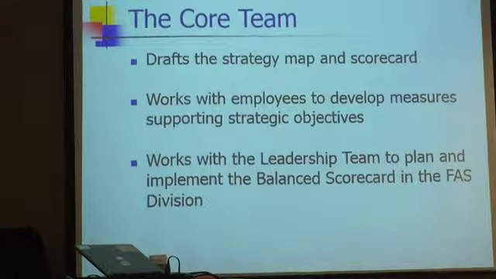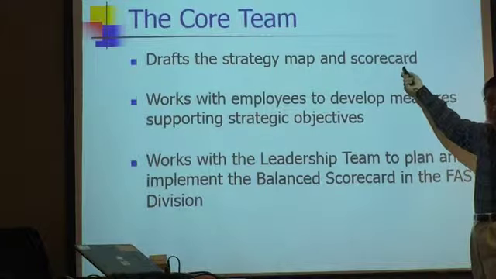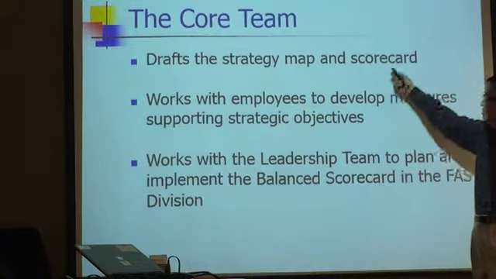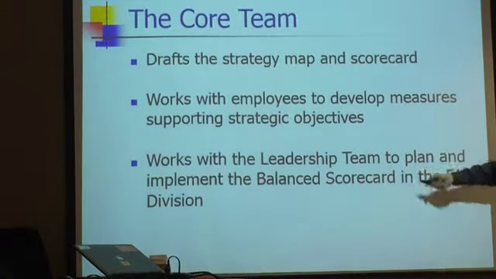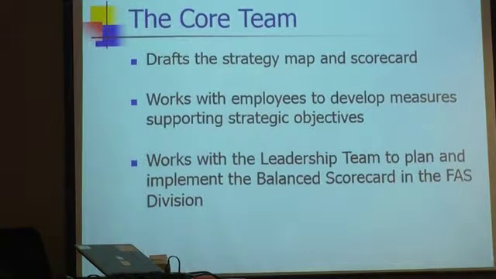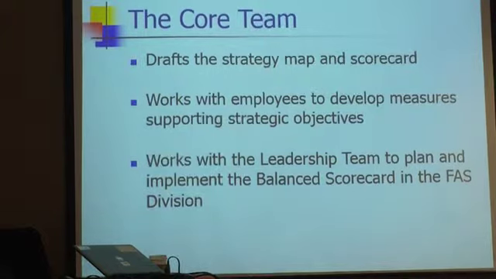And the core team, midline, drafts the strategy map and scorecard. The CEO wouldn't do that. The divisional manager must do this. Work with the employees, the operating core here, to develop measures supporting strategic objectives. Work with the leadership team to plan. They get the order from here, and then the midline manager will carry the order to the operating core to plan and implement the guidance scorecard.